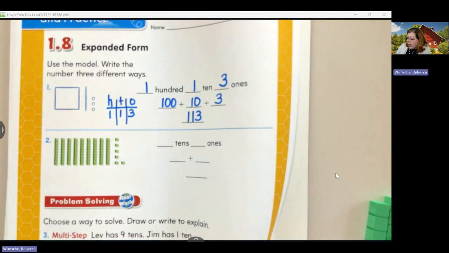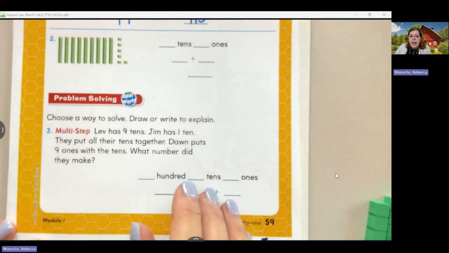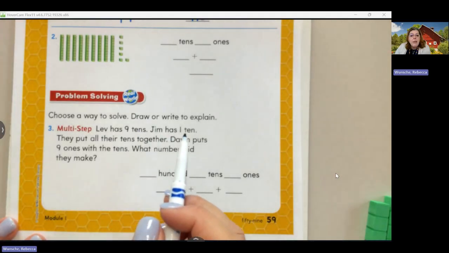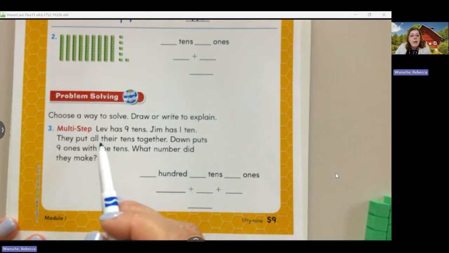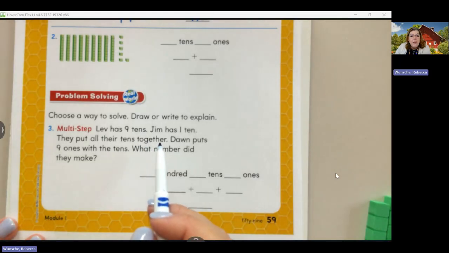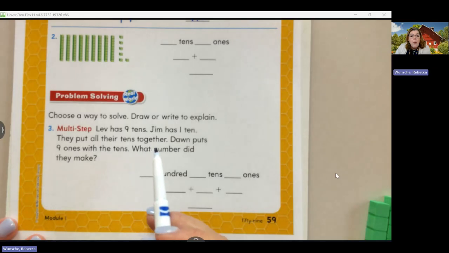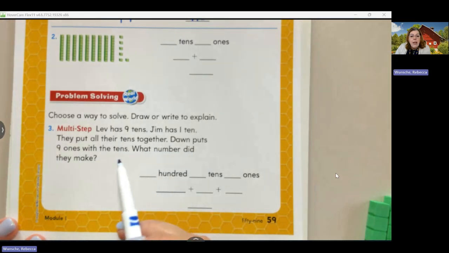All right. I also love this problem right here. It says that Lev has 9 tens. Jim has 1 ten. They put all their tens together. Dawn puts 9 ones with the tens. What number did they make?